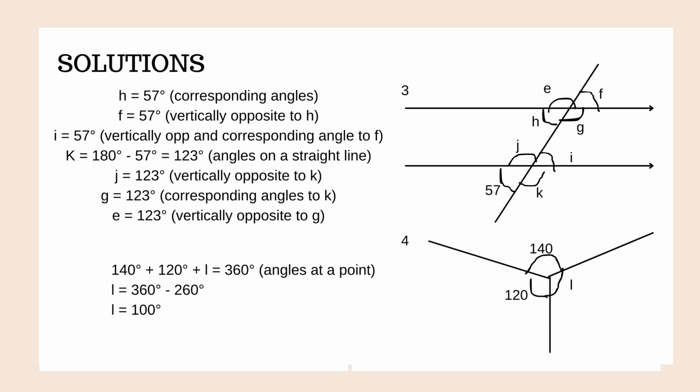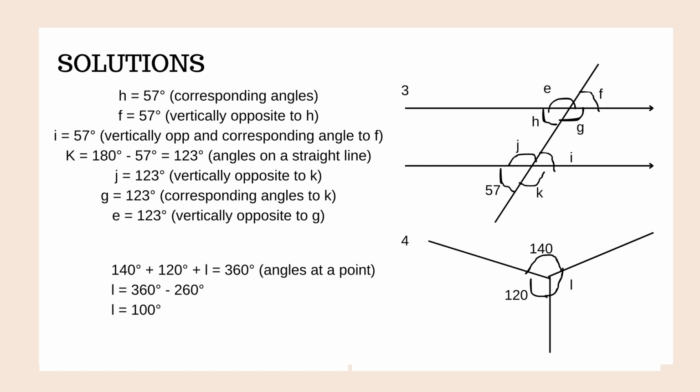For question 4, the three angles are angles at a point. So the three angles must add up to 360 degrees. 140 plus 120 plus L is 360 degrees. So my L will be 360 minus 140 minus 120, and that is 100 degrees.